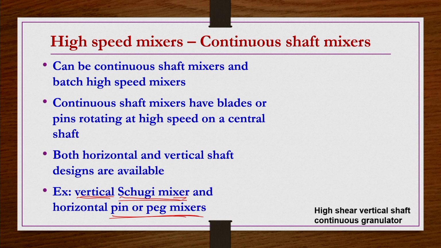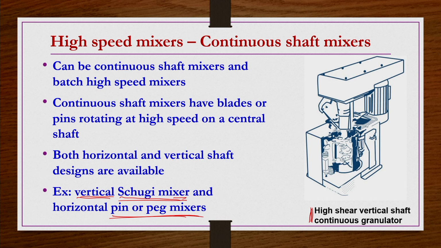So let us say high shear vertical shaft continuous granulator. If you see an example, it is a kind of Shugi mixer that we are going to have here. So here, let us say this is a kind of container, right. In this container, whatever the material is there is taken here. This material may come continuously from here, something like that, and then it may be collected from the bottom as a kind of product.